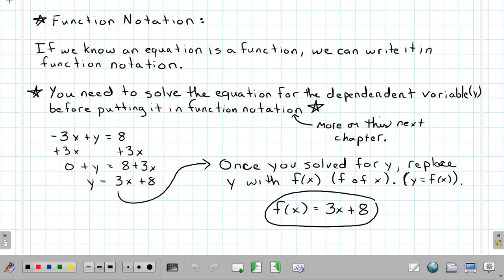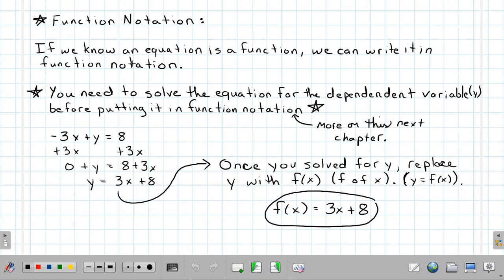So the last thing that we've got to talk about in our notes is what we call function notation. So function notation is a way we can write an equation to let us know that the equation we have is actually a function. And it also makes it easier for us to get ordered pairs out of it. So if we know the equation is a function, we can write it in function notation.